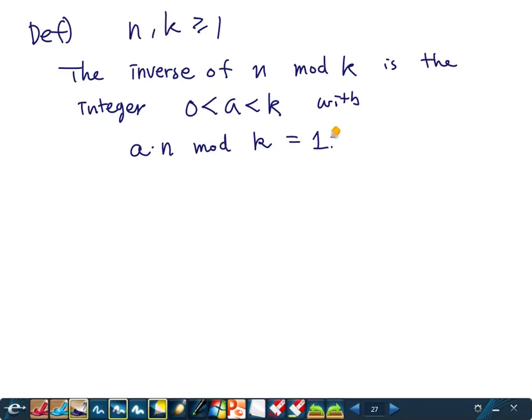Do you see? So this is the inverse of n mod k. Because we cannot really have the usual inverse, we have to take mod k. Everything is mod k. What does that mean? We only look at the remainder when divided by k. So a times n is of course not 1. It will be bigger than 1. But if we divide this number by k, the remainder might be 1, right? If that happens, then we say that a is the inverse. But we must have this range so that the inverse is unique.